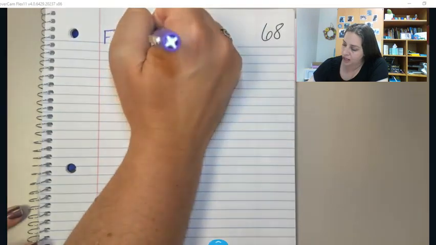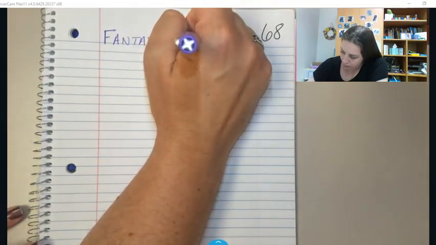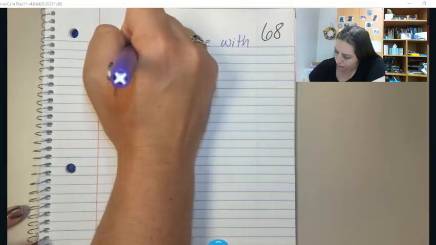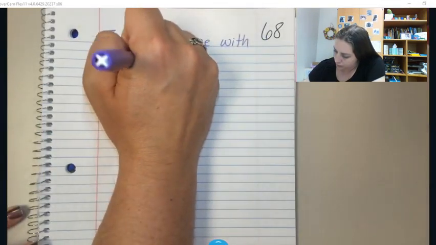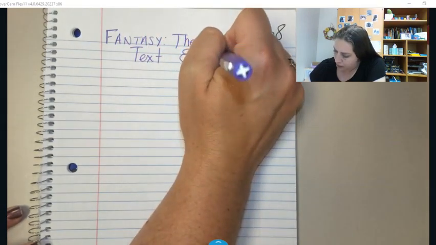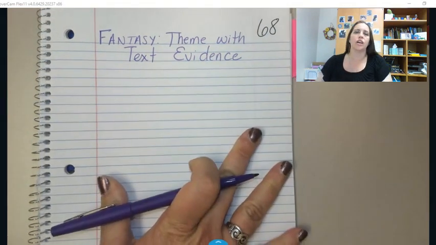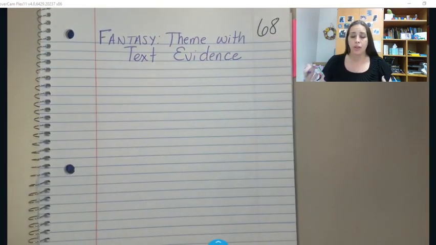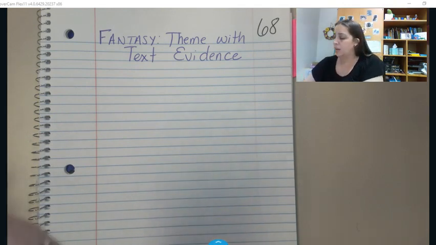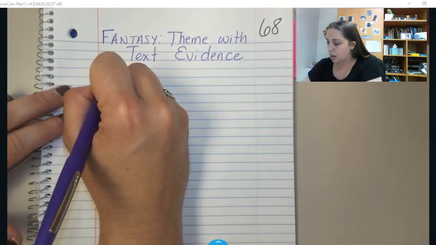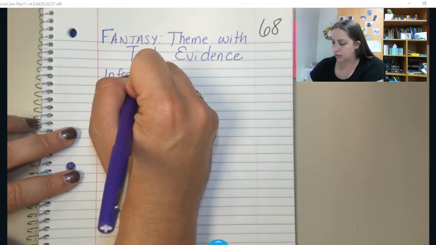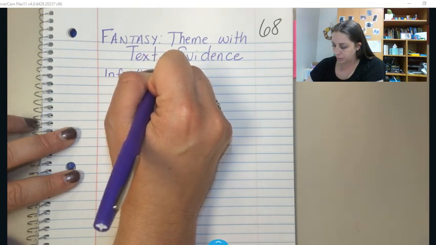And then we're going to say theme with text evidence. Now, when you are going back, your teacher will talk to you about using text evidence in order to find your theme or help with your theme. The other thing I want to do is talk about inferring. So infer or inference, they're very similar.